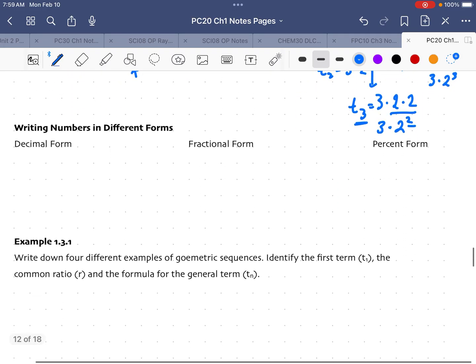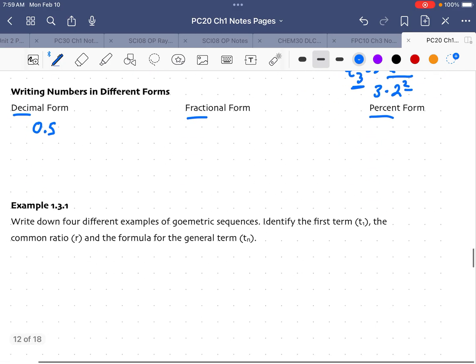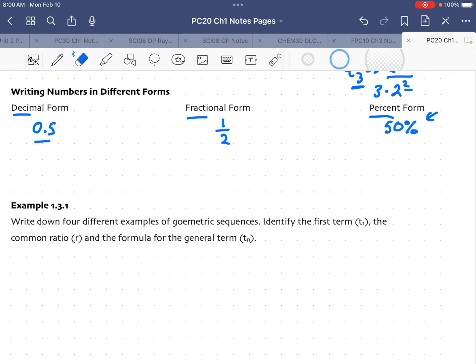Now we're going to look at some examples in just a little bit, but let's talk about writing numbers in different forms. So we've got 3 main ways to write numbers: decimal form, fractional form, percent form. So decimal form would look like 0.5. Fractional form, which is preferable, would be 1/2, and percent form is 50%. We generally don't use the percent form in mathematics. We usually use the decimal form or the fractional form. And I prefer the fractional form.